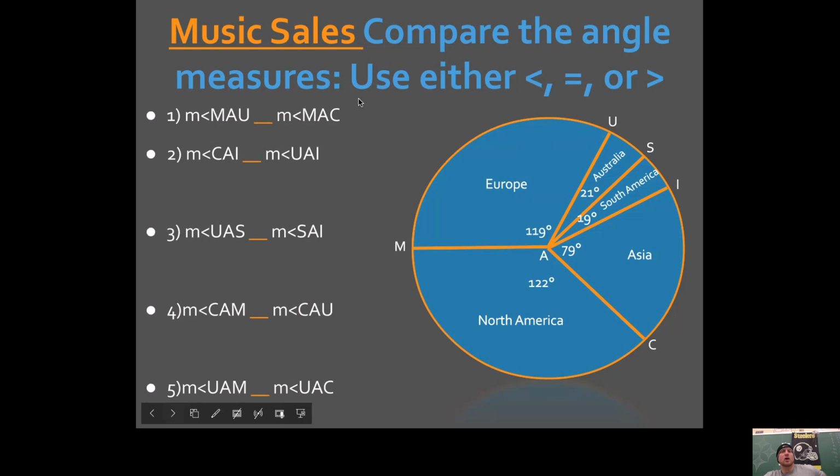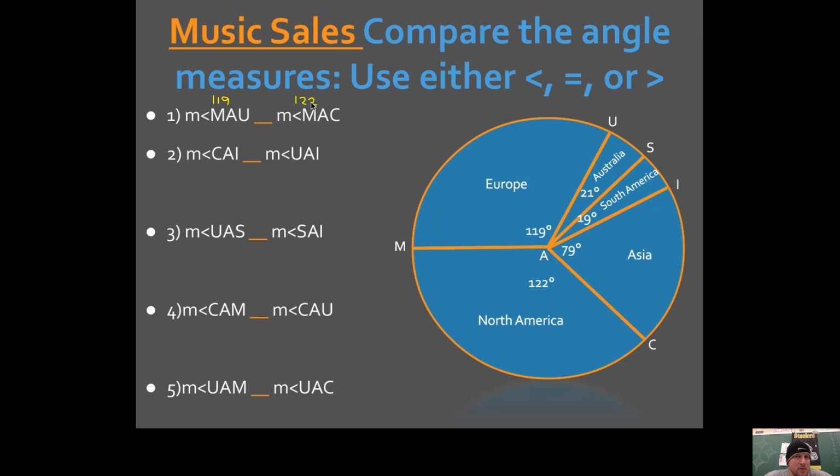Here's an example. We're going to compare the angle measures. Use the symbols. We're either using a less than, an equal to, or a greater than. That's our comparison property. So we need to find the measure of angle MAU. Here's M, here's A, here's U. That angle is 119 degrees. So I'll just write that number in there. Measure of angle MAC is this angle. It's 122.